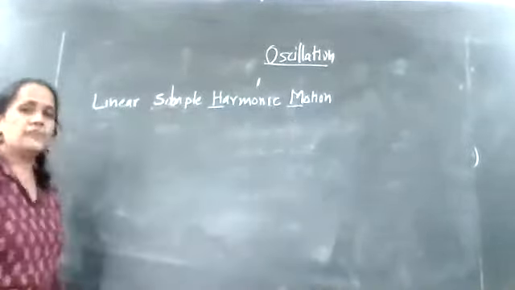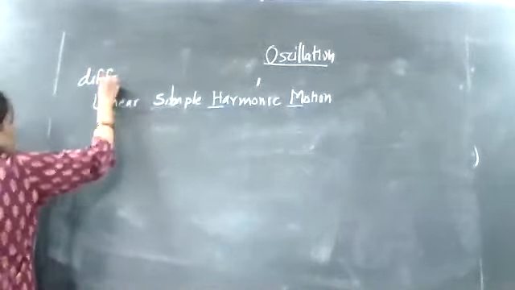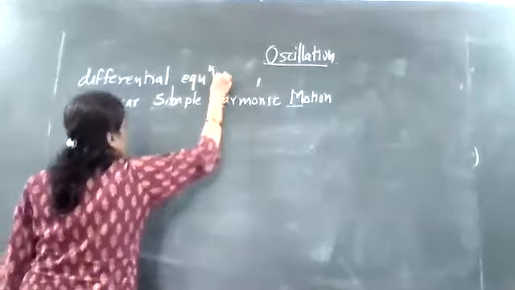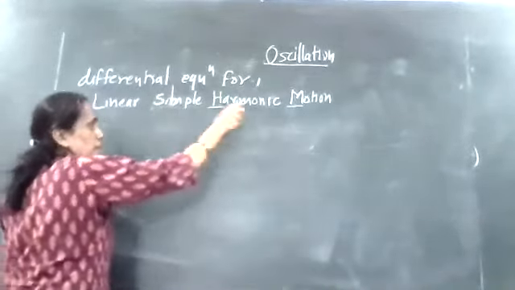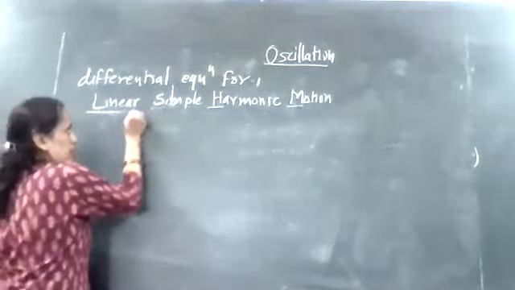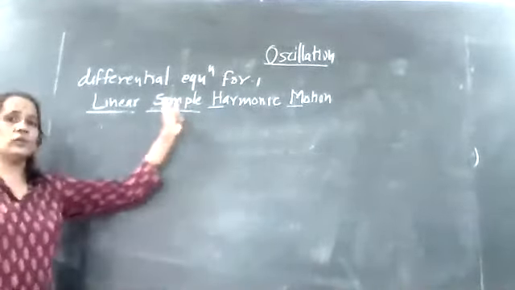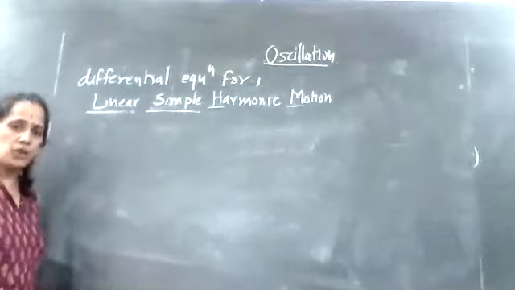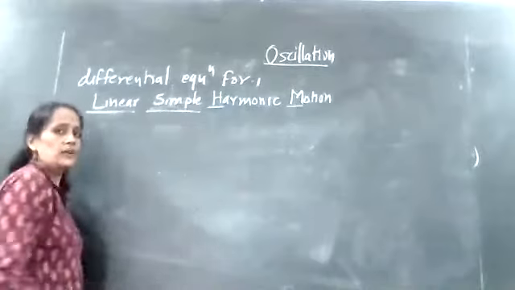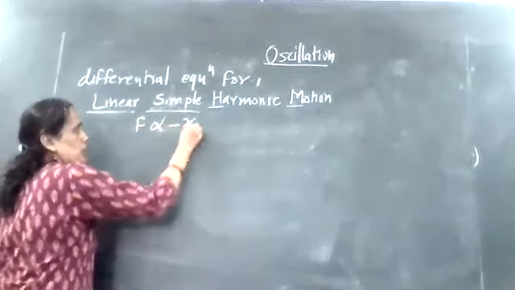Now we are going to switch over to our first question, which is: derive the differential equation for linear simple harmonic motion. How can we start? From the definition of linear simple harmonic motion. It is very simple, just remember very carefully. According to the definition of linear simple harmonic motion, F is directly proportional to -x.